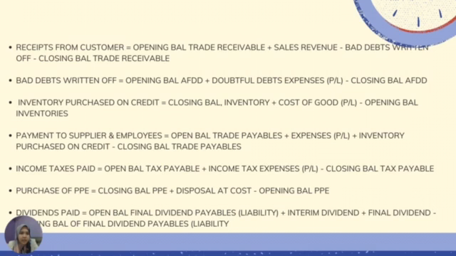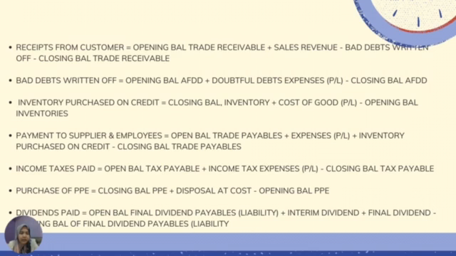For inventory purchase on credit, it comes from closing balance inventory plus cost of goods sold in profit and loss minus opening balance inventory. And for payment to suppliers and employees, opening balance trade payable plus expenses in profit and loss plus inventory purchase on credit minus closing balance trade payable.